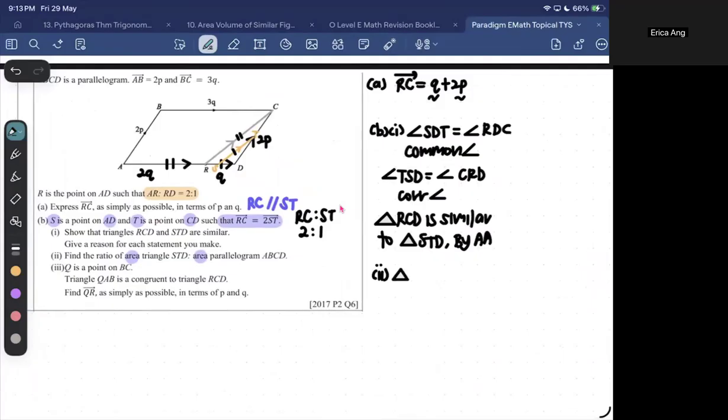So I'm going to square my length ratio. Triangle RCD, wait, I do the small one on top. Triangle STD over triangle RCD. Okay, they are similar triangles, right? So since they are similar triangles, you're going to square the length ratio. So what we understand is that when I square the length ratio, this is 1 over 4.